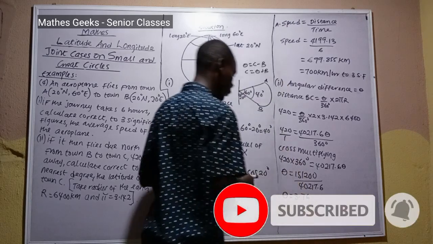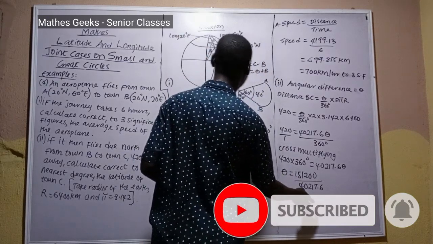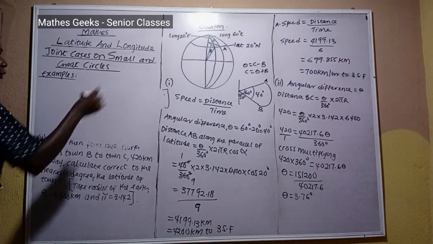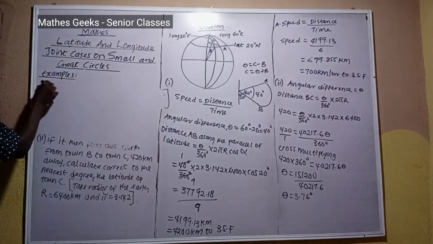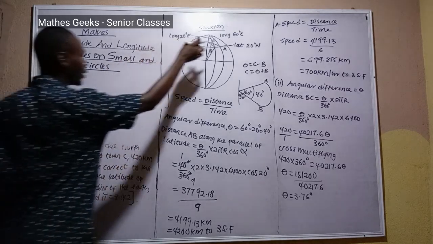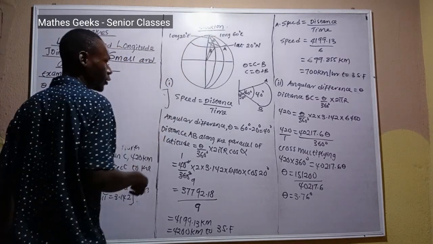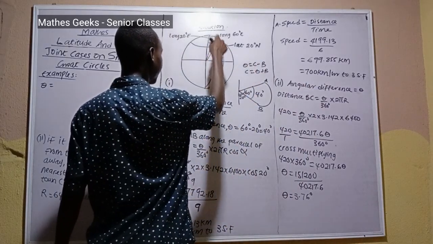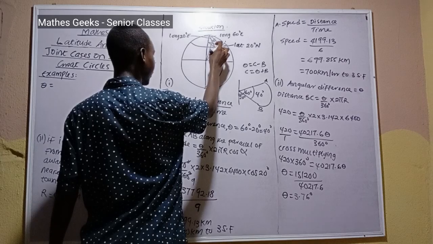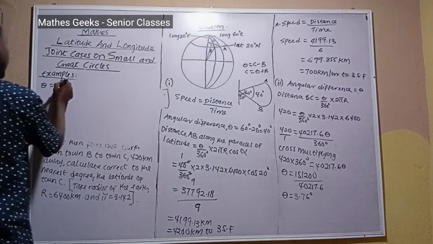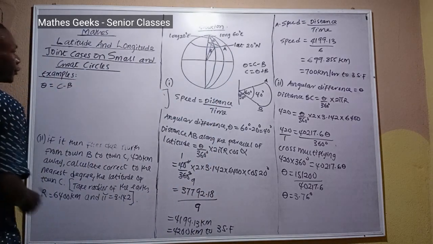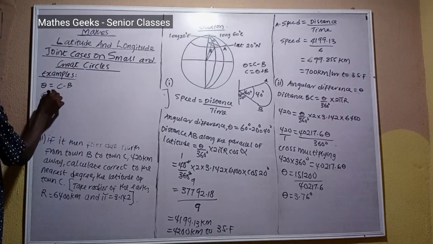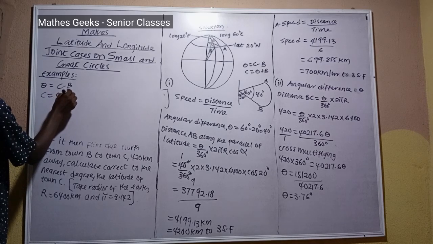3.76. So now we've gotten the value of theta to be 3.76 degrees. So what do we do next? As I explained earlier, assuming we knew the latitude of C and we were to get the angular difference, theta would have been C minus B. That is the latitude difference, the higher latitude minus the lower latitude. But in this case, we are looking for the latitude of C, so we need to get theta. So C is equal to theta plus B, the latitude of B.